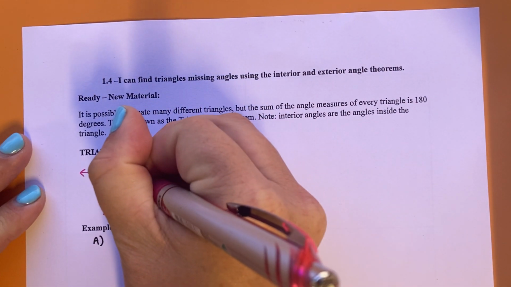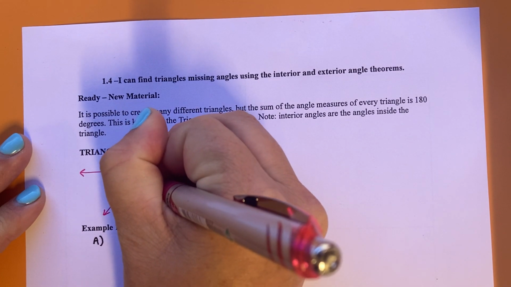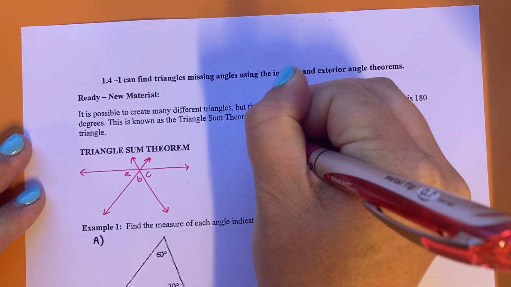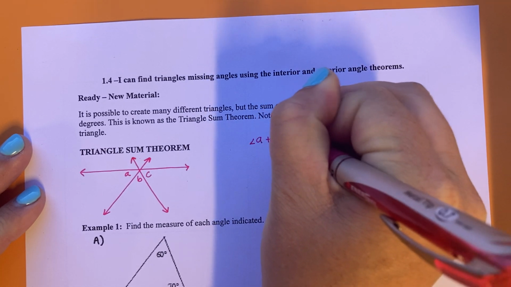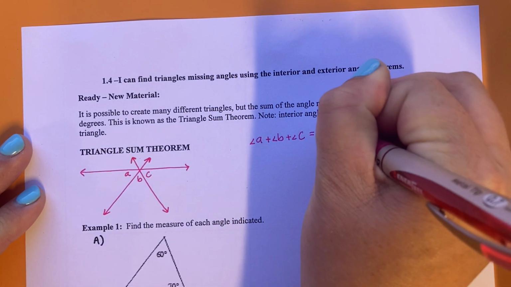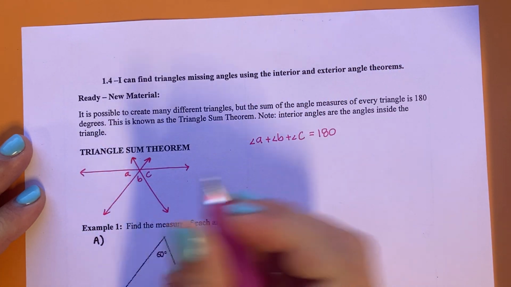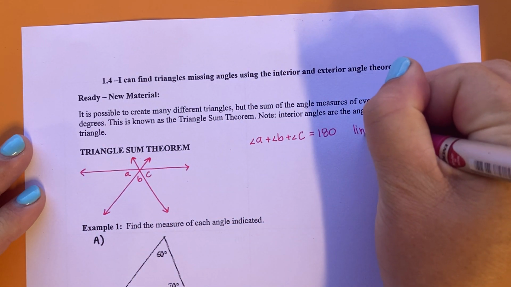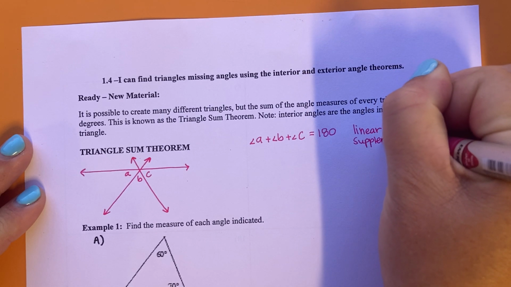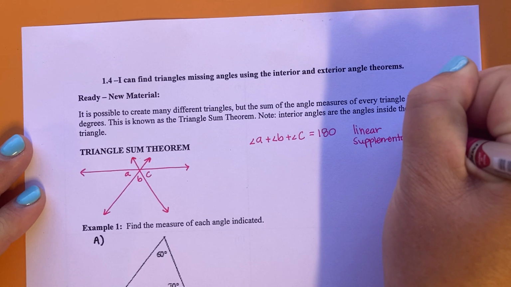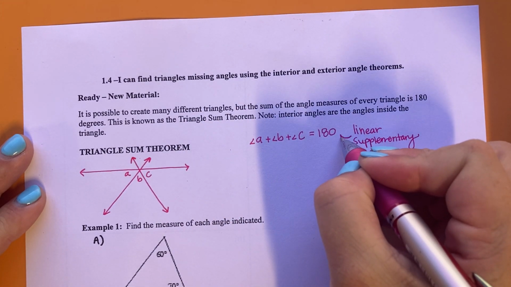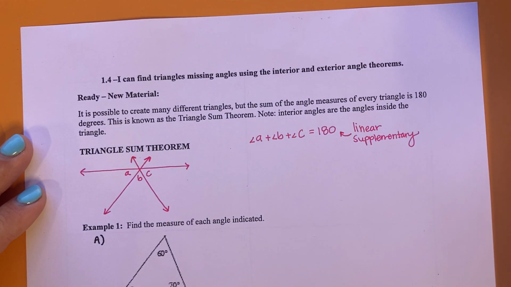Now, if I know that this is angle A, B, and C, angle A plus angle B plus angle C will add up to 180 because it is linear, or you could say supplementary. That's our reasoning why those three add up to 180.